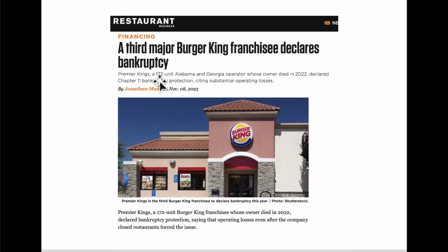And that's 172 units. See that in the article here? 172 restaurants, you could say it that way, are going out. Now, the operator died in 2022, but the bankruptcy is Chapter 11. That's still not good news, obviously, when you see bankruptcies like that, especially in well-known brands and restaurants such as Burger King. Now, what does that mean for us as an economy?